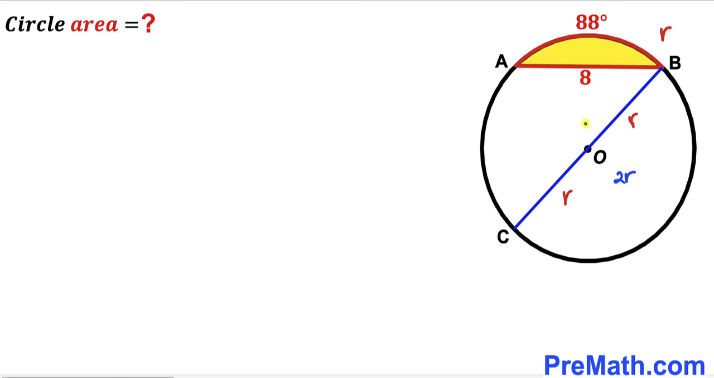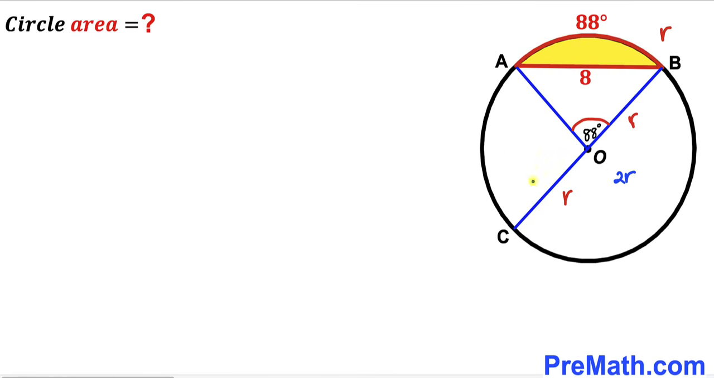Now in this next step, I am going to connect the center O with the point A. As you can see, this is our radius as well. Now let's make an observation. We can see that angle AOB is equal to the arc AB angle, and we know the arc AB angle is 88 degrees. Therefore, this angle AOB turns out to be 88 degrees. Thus the angle at the center is 88 degrees.